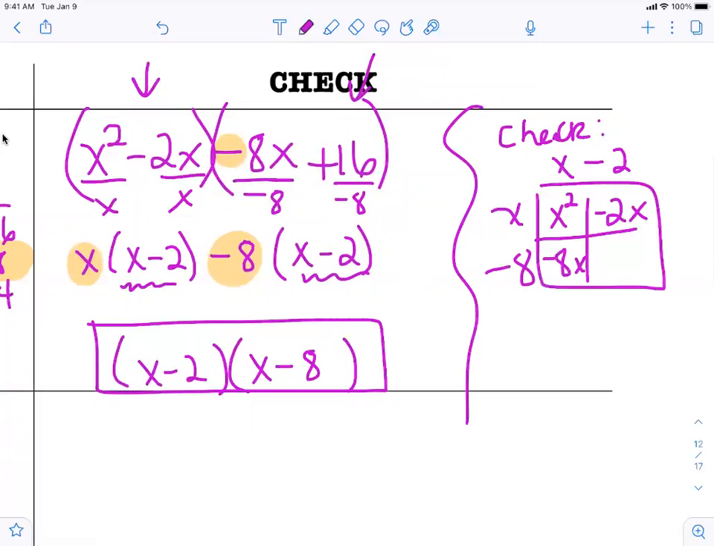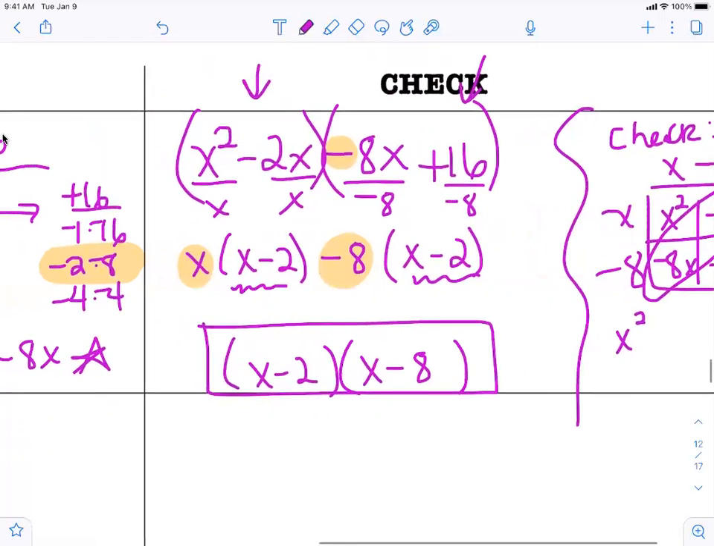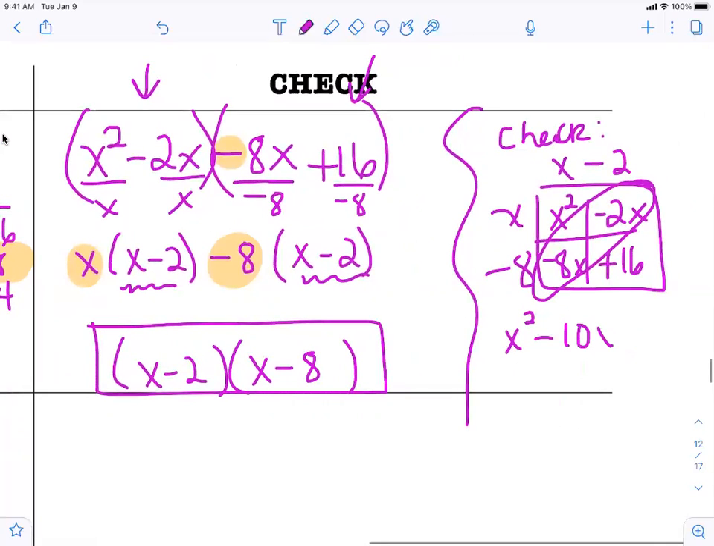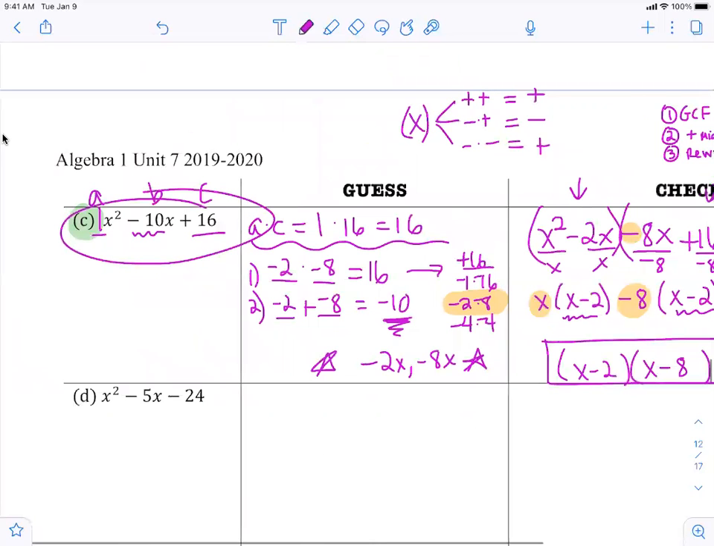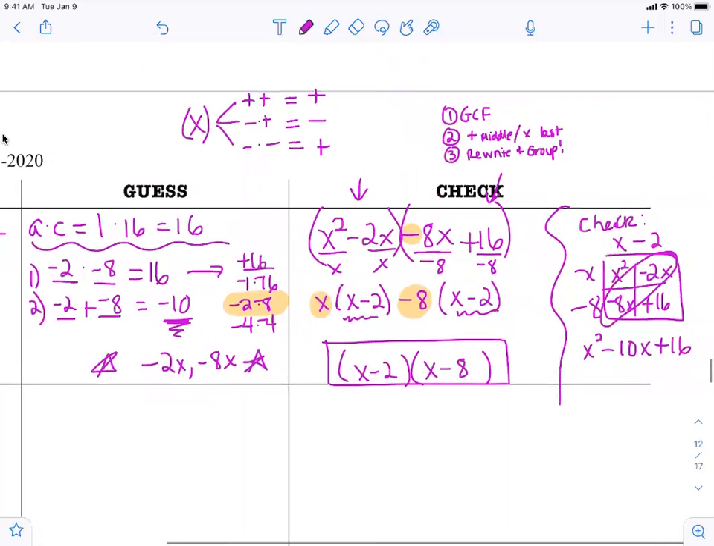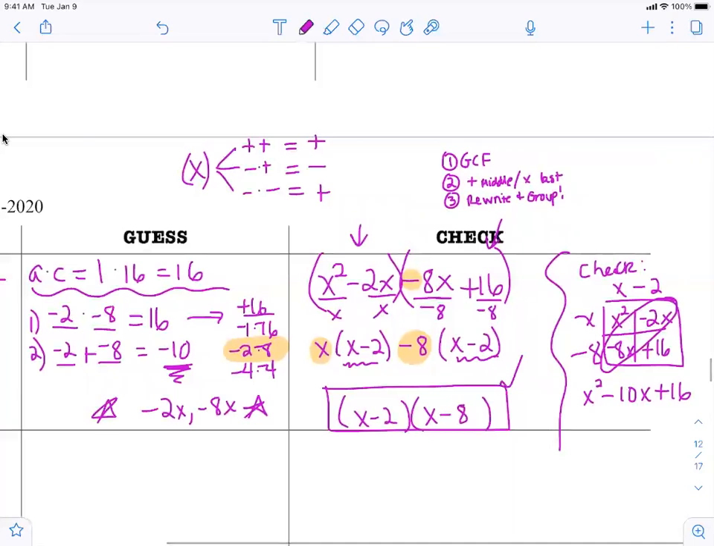Negative 8 times x is negative 8x. And negative 2 times negative 8 ends up being positive 16, which, if I add my middle terms together, negative 8 minus 2 ends up being our negative 10x plus 16. And that was the problem that we started with, which means that this is our final answer.